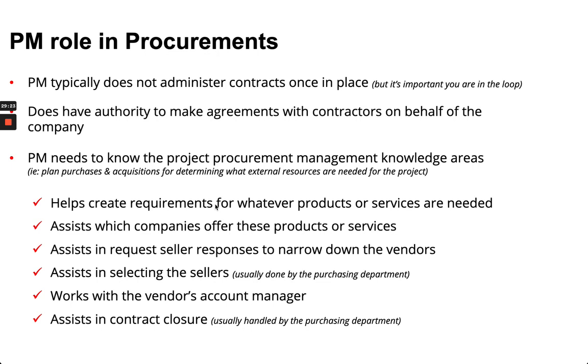You have authority to make some agreements on behalf of the client you're representing and/or your company. But you need to understand the knowledge areas to really be effective and to understand the ins and outs of what is going to be needed to be done. The requirements. The communication. The selection criteria. And this is usually done by, say, a purchasing type of department.